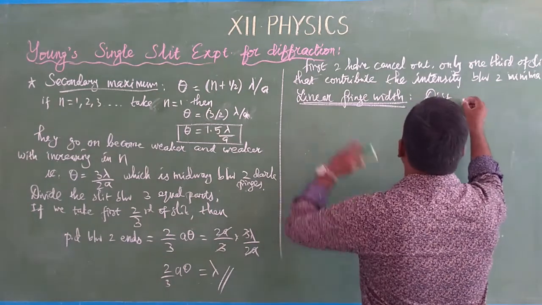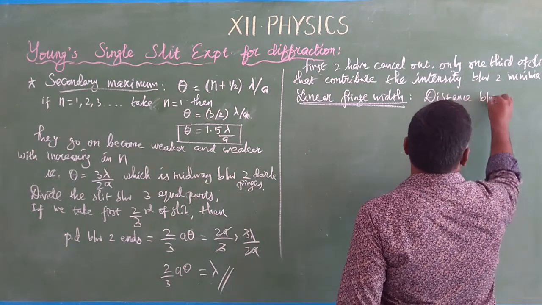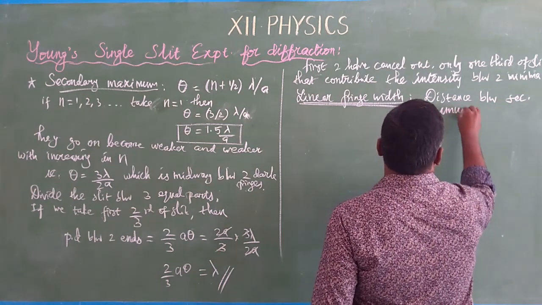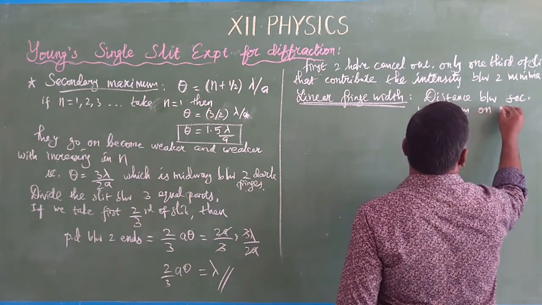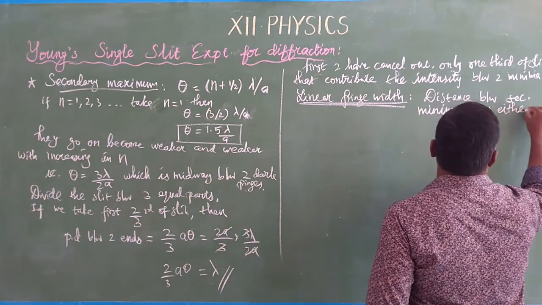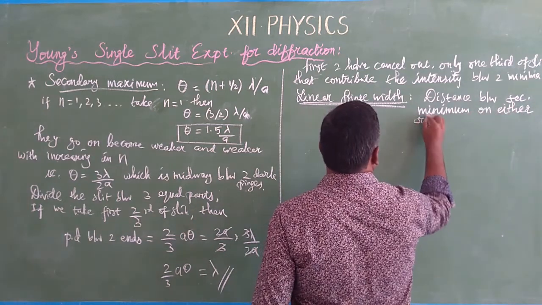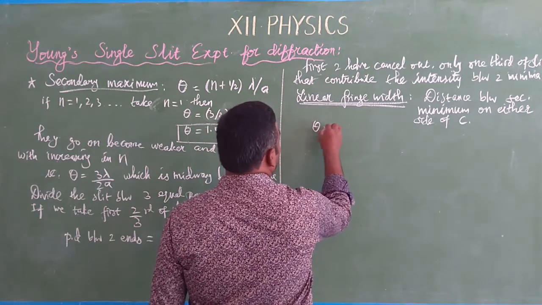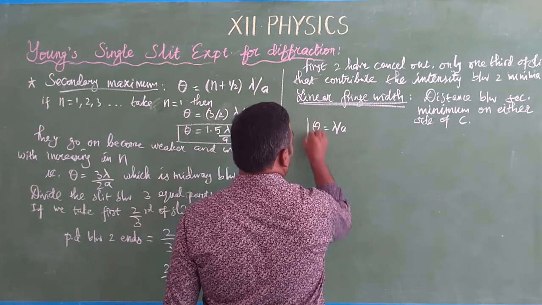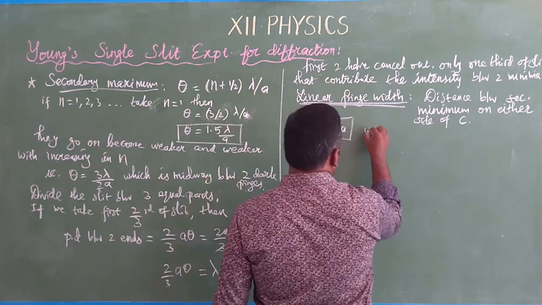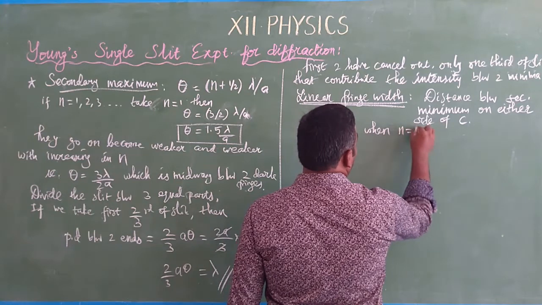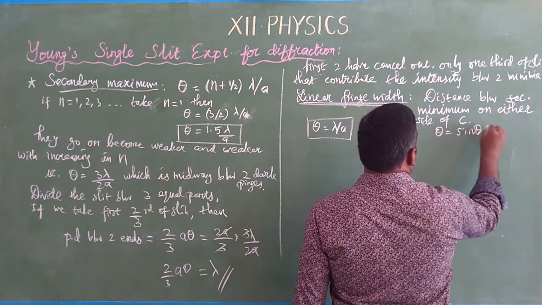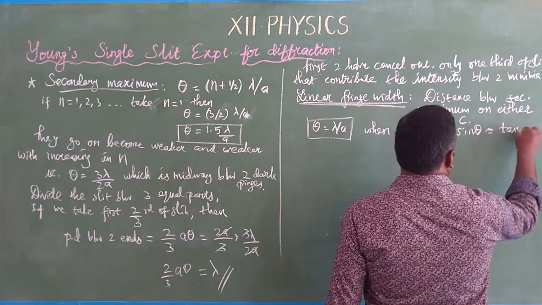So linear fringe width is the distance between secondary minimum on either side of C on screen. Already we know theta is equal to lambda by a, when n is equal to 1. And sin theta, theta is equal to sin theta, also approximately equal to tan theta.